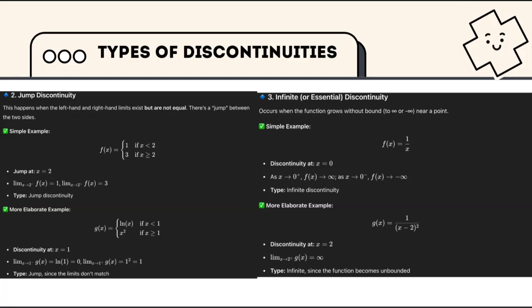And for the third and last one, this occurs when the function grows without bound to infinity or negative infinity near a point. And a quick summary of this. Basically, for removable, the function is missing a point or it is mismatched, but the limit exists. For the jump, there is a sudden change in the value. The left and right limits don't match. And for the infinite, the function grows without bound. It means the limit does not exist.